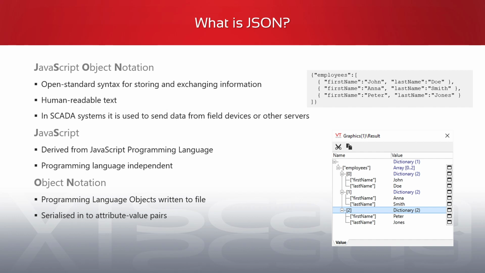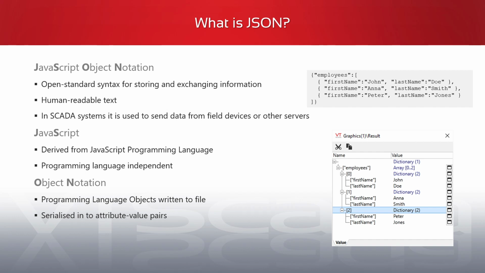So specifically in SCADA systems, we tend to use this to exchange data with field devices or other services or servers that provide information. So looking at the acronym, the JavaScript portion of JSON, the reason that it is called JavaScript Object Notation is it was derived from the JavaScript programming language. And although it's derived from JavaScript, it is actually programming language independent. And indeed, many programming languages now support JSON natively, including VTScada script and VTScada.